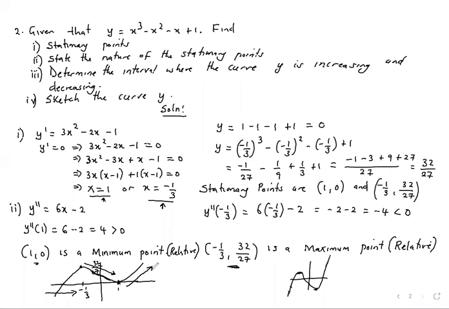Using the nature of the stationary points that you have found, we can answer part 3. So we are saying increasing on negative infinity.